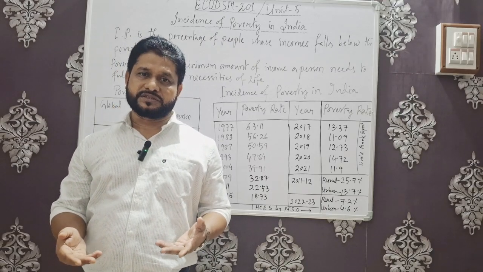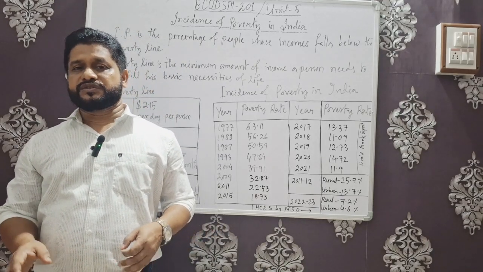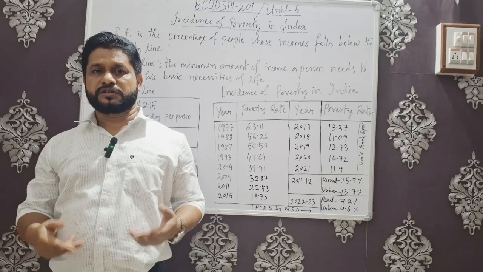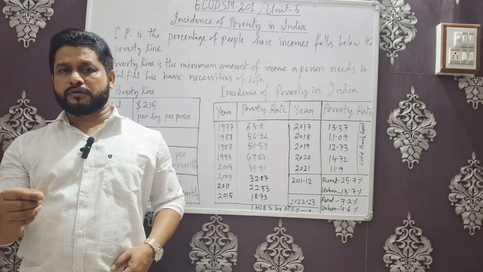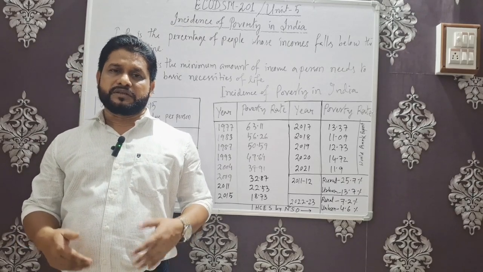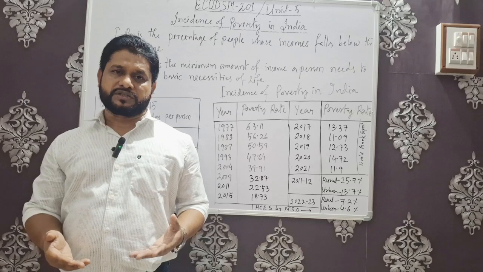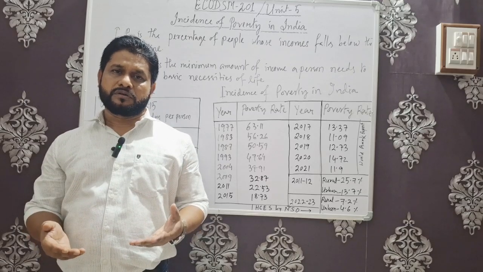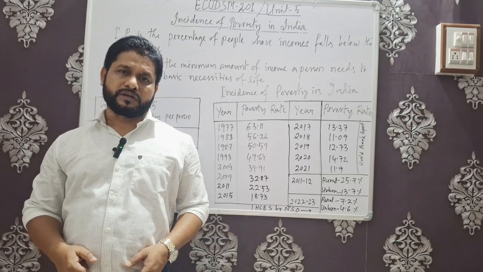Let us see what the incidence of poverty actually is, and we'll discuss in the Indian context how incidence of poverty happens in our country. Incidence of poverty is the ratio or percentage of the total population whose income falls below the poverty line. So by the term incidence of poverty, we understand it is the ratio or percentage of the population whose income falls below the poverty line.